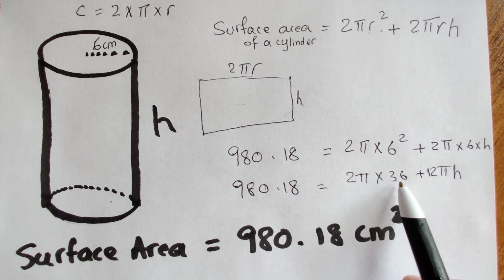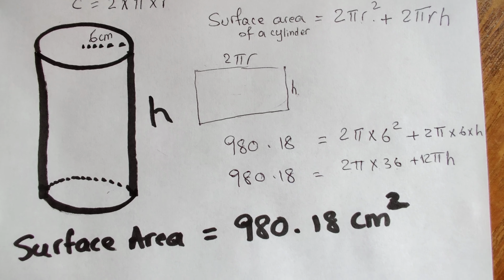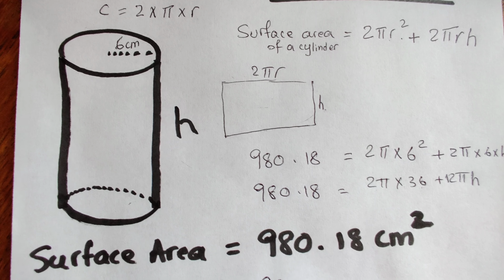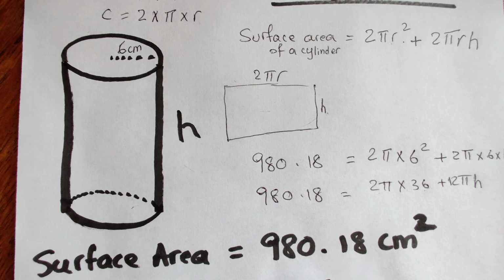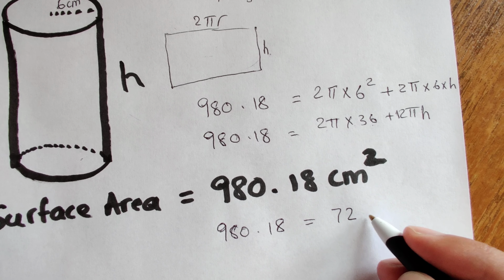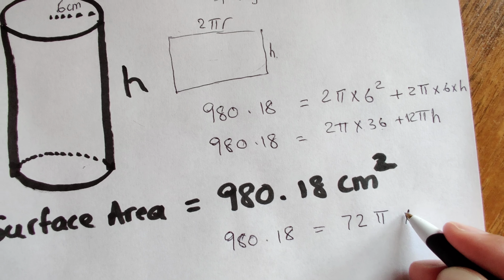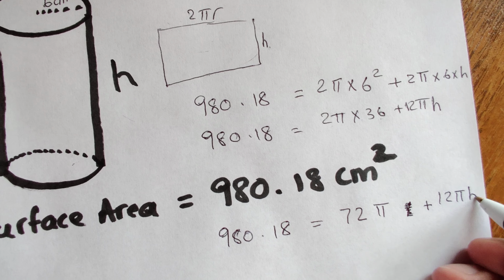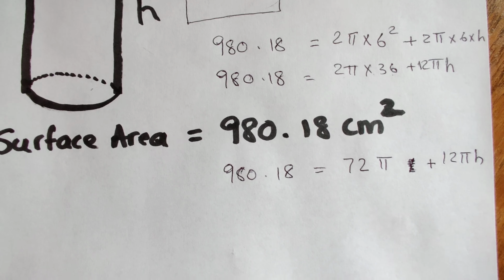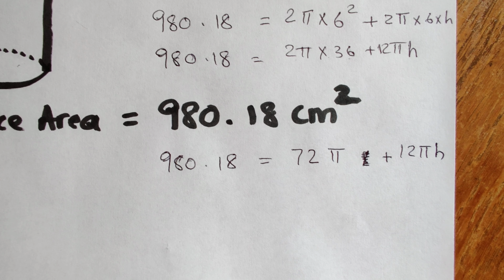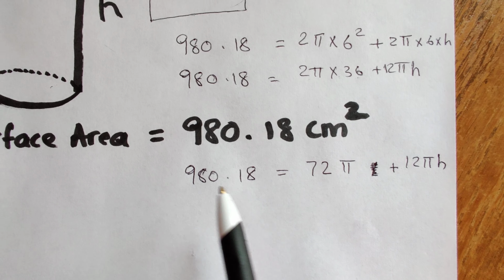And then let's sort this one out. So we're going to get, I'm just going to come down here and do it. So we've got 980.18 is equal to 72 pi plus 12 pi times h. So that's what we've been given, and that's what we've got now. So what we're left with is this here.